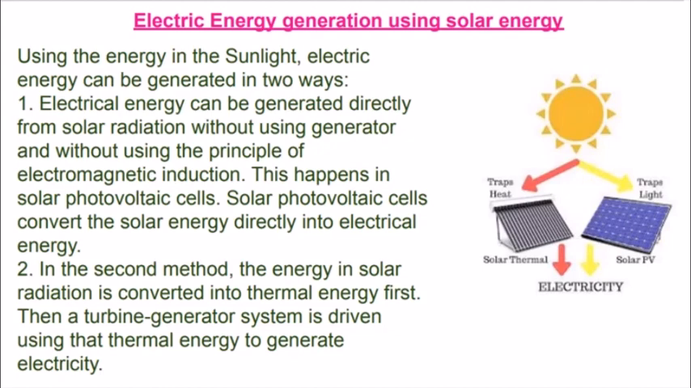Now we can use it in two ways. First of all, we use it directly with the help of a solar photovoltaic cell. These cells convert the solar radiation directly into electrical energy, and this is called solar photovoltaic energy.